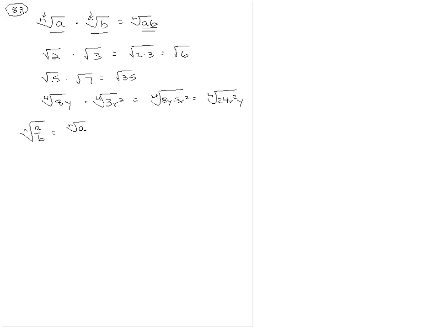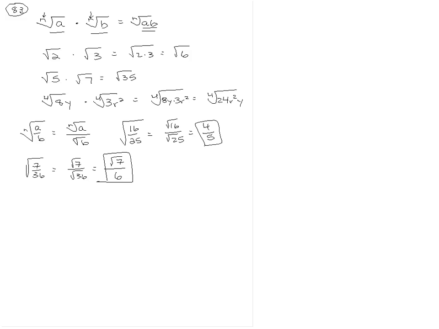Okay. Same with if I have the nth root of a over b, I can separate it and say it's whatever that root is of a over whatever that root is of b. Okay? So if I have the square root of 16 over 25, I can say that's the square root of 16 over the square root of 25, which is 4/5. Okay? If I have the square root of 7 over 36, I can say that's the square root of 7 over the square root of 36. I don't know what the square root of 7 is, but I know the square root of 36 is 6.